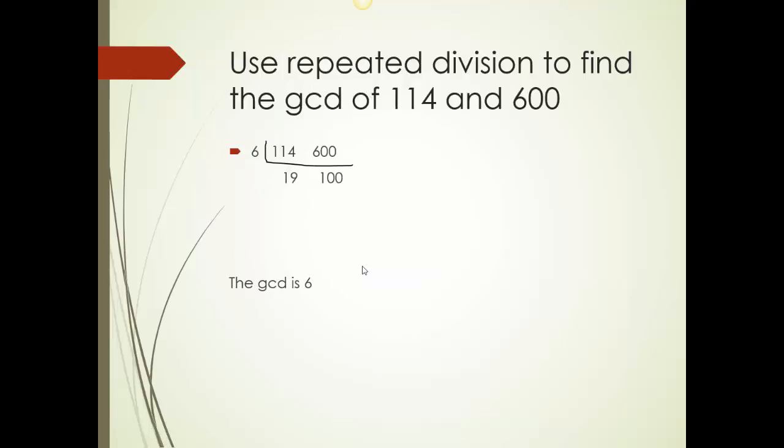So I want to do this again for you so you can see how this goes. Here I want to look at 114 and 600. 114 and 600 are both even, so I know 2 is going to go into them. I can also see 1 plus 1 plus 4 is 6, and 6, 0, and 0 is 6, which tells me 3 goes into both of them. So I just divided by 6. Now you could have divided by 2 and then by 3, and you're going to get the same answer. I just went ahead and jumped to 6. So 6 went into 114 19 times. 6 goes into 600 100 times. 19 and 100 have nothing in common, so I'm finished. 6 is my GCD.